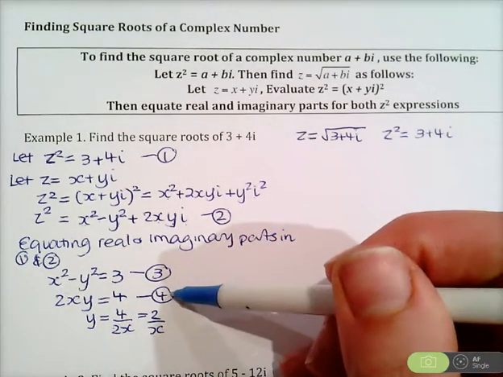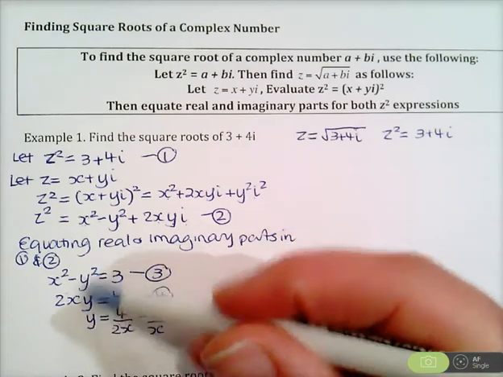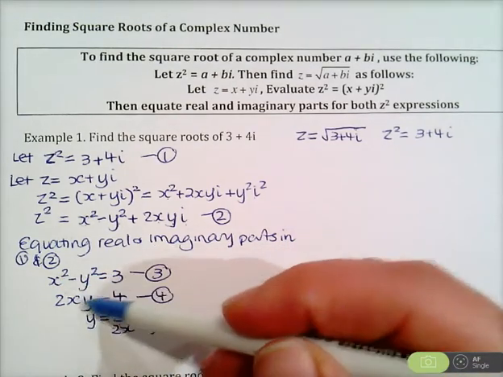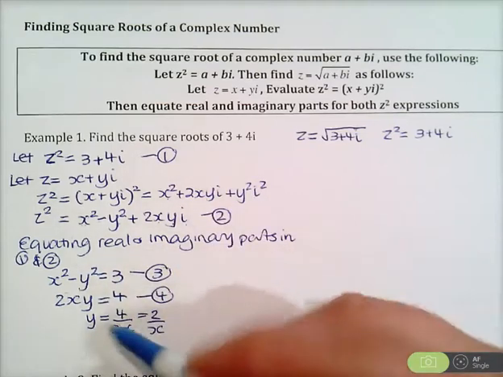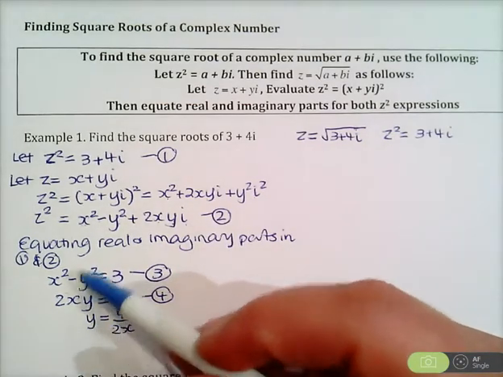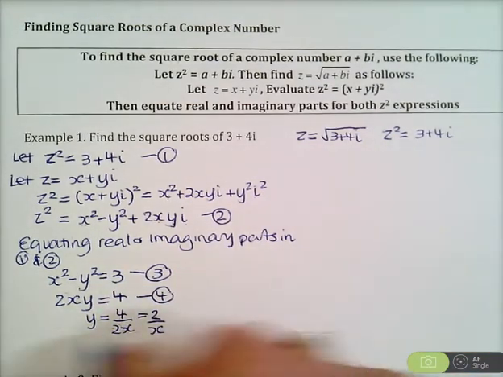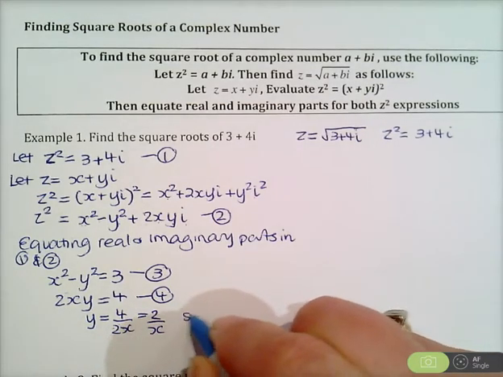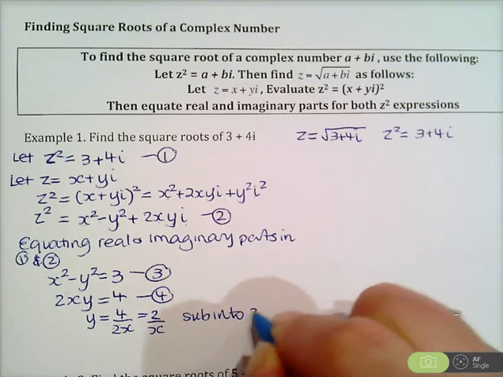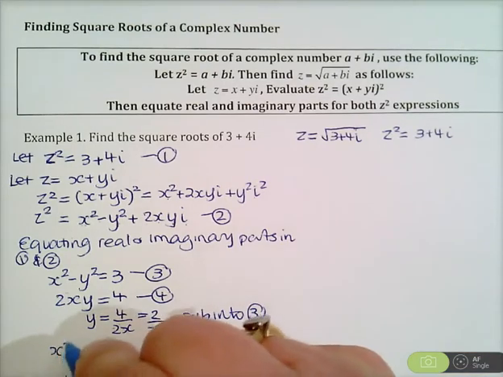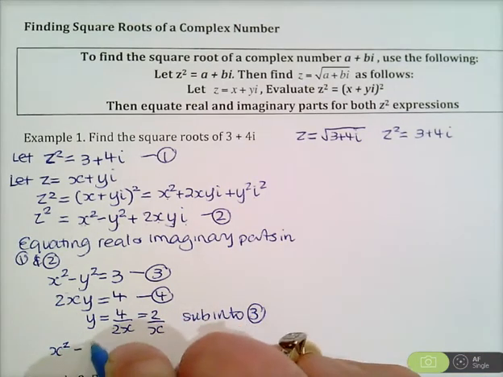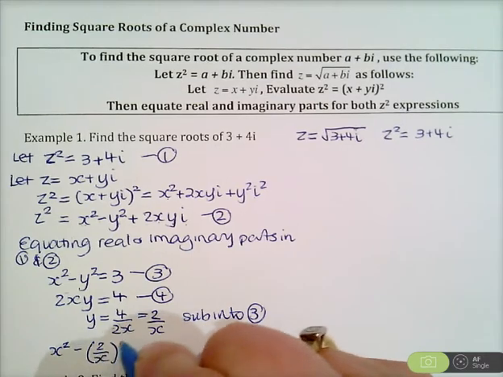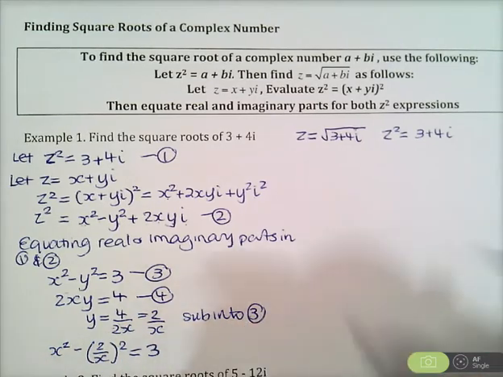2xy equals 4, that's equation 4. I want to solve these two simultaneously because we've got two unknowns and you need two equations. So making y the subject here and then substituting in there. So then we're getting that y equals 2 over x, and we'll sub into 3. And we will get that x squared minus (2 over x) squared equals 3.